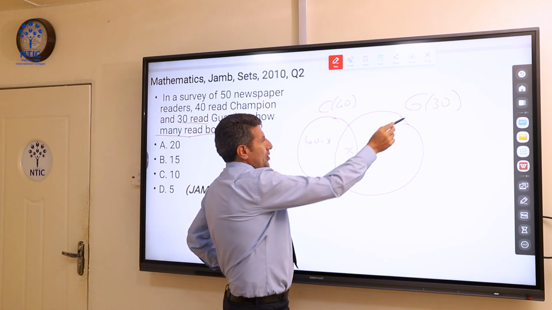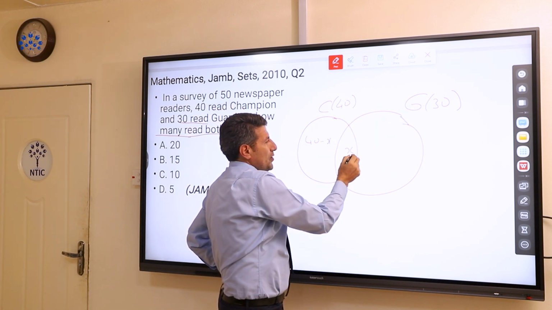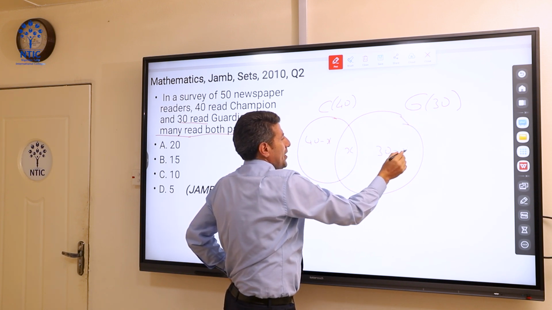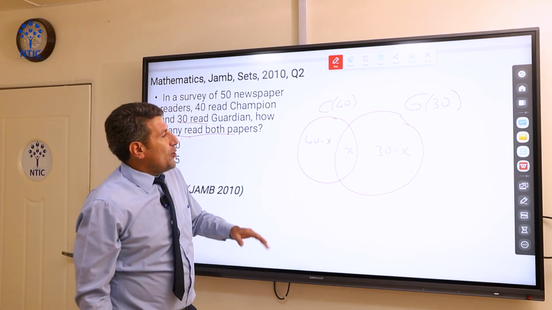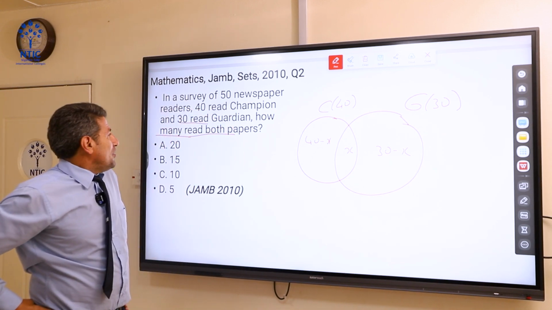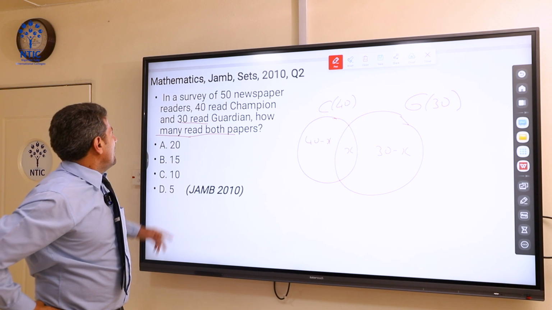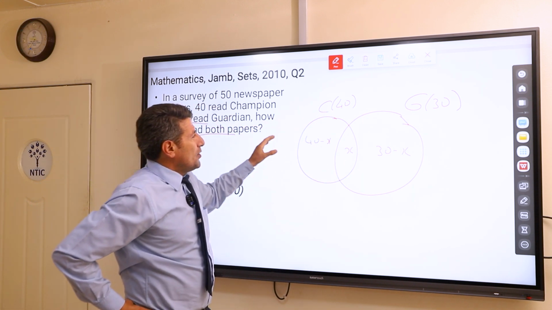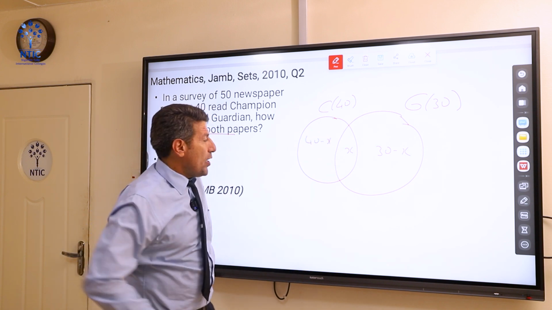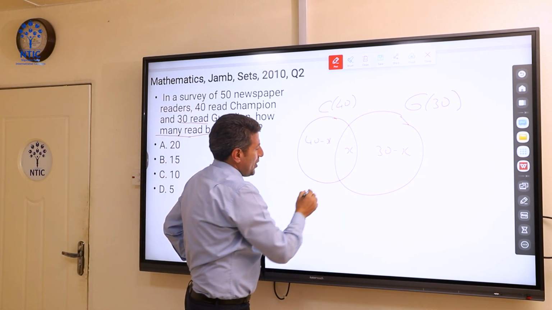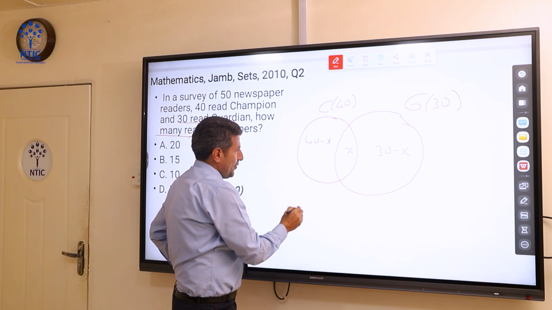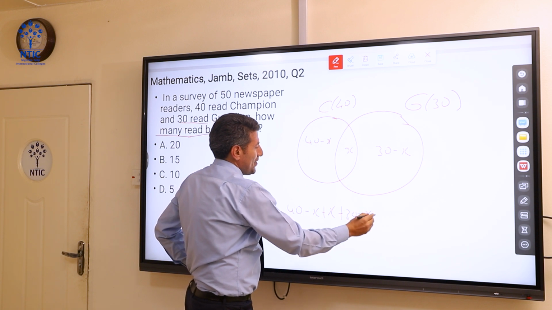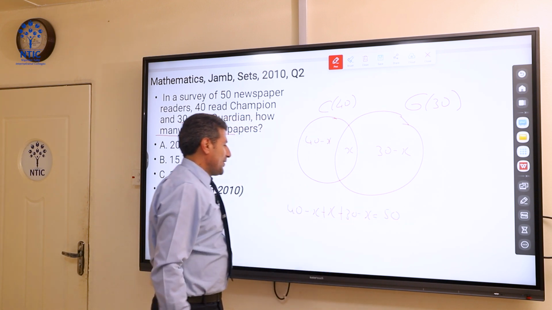The same thing we can do here. Those who read both is X. So we subtract from this number, and we get those who read only Guardian. Now they give us the total number of readers is 50. So when I add all these three numbers, it should give me 50. 40 minus X plus 30 minus X is equal to 50.